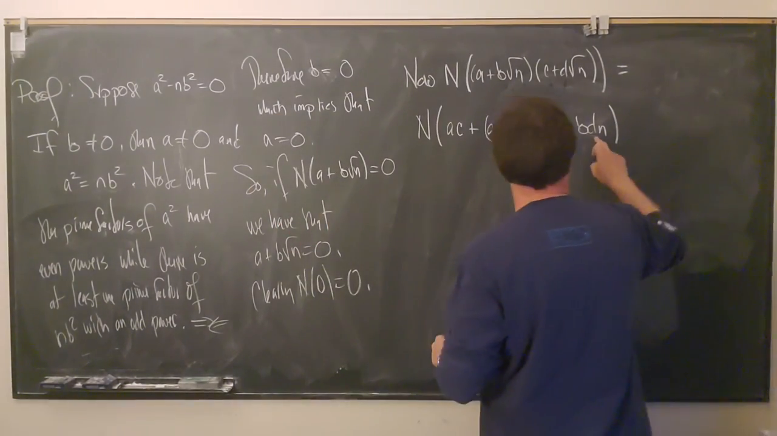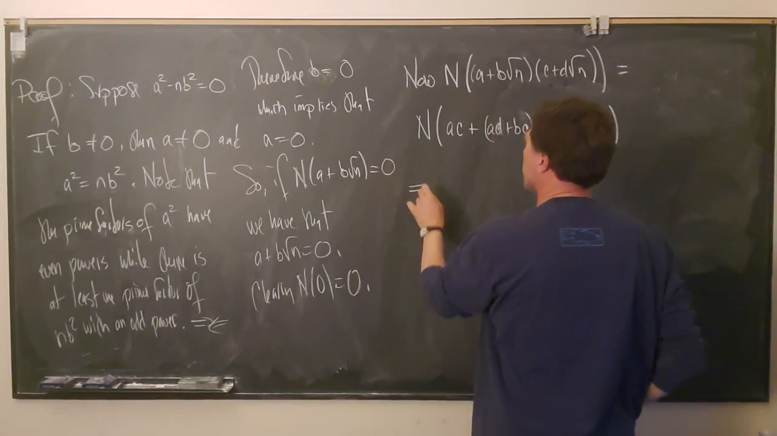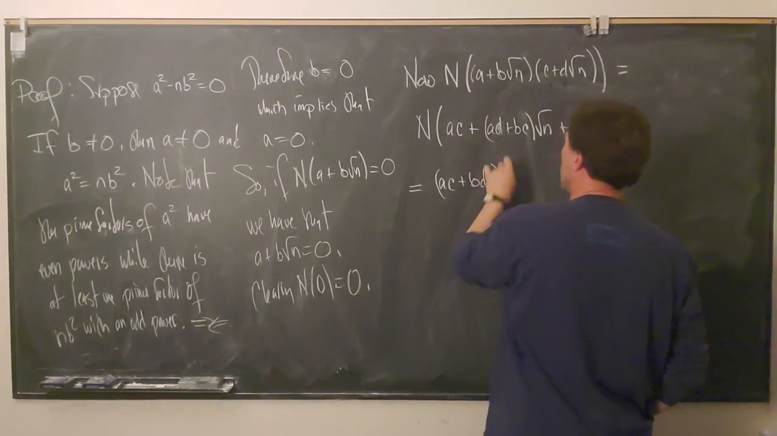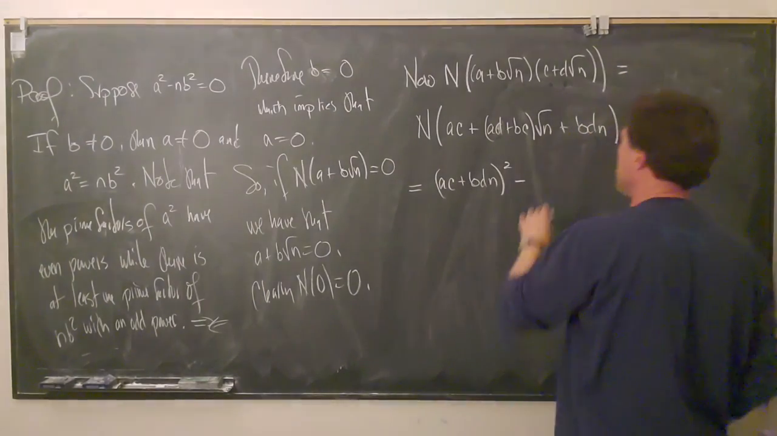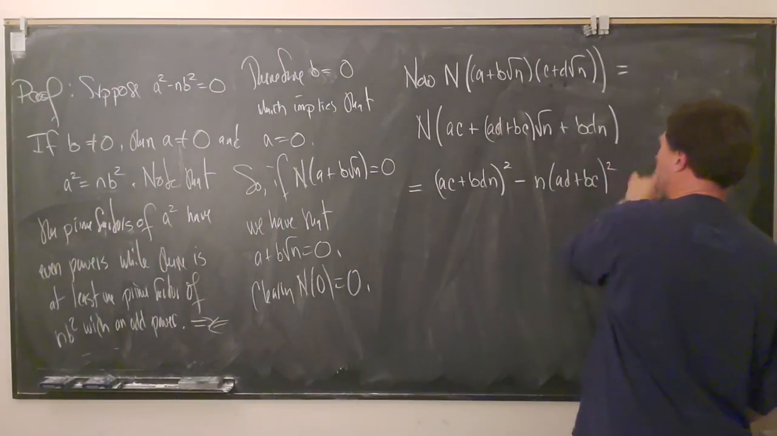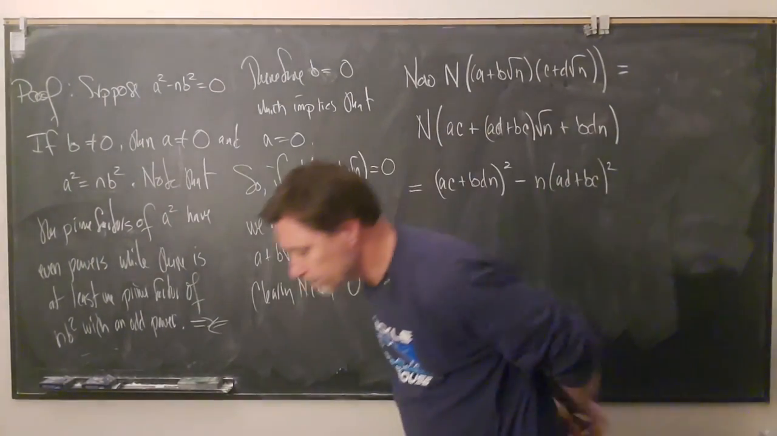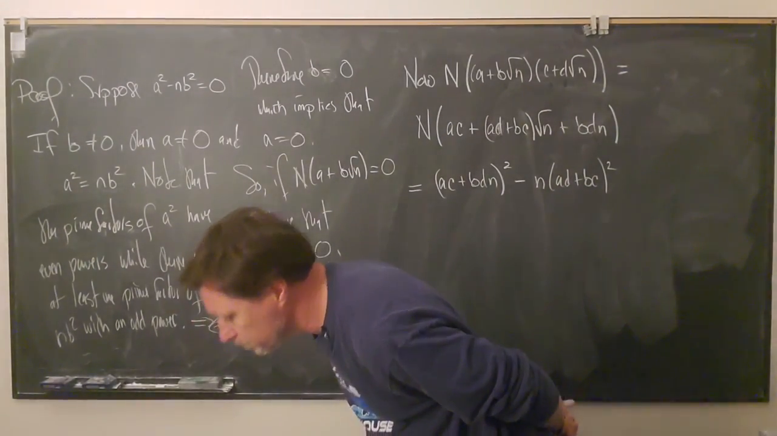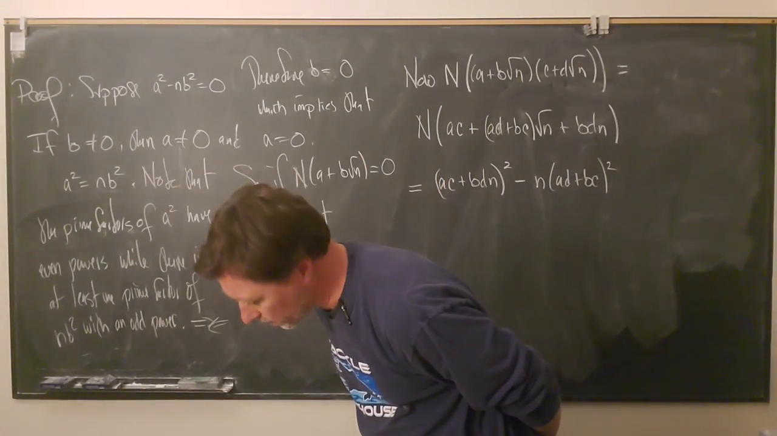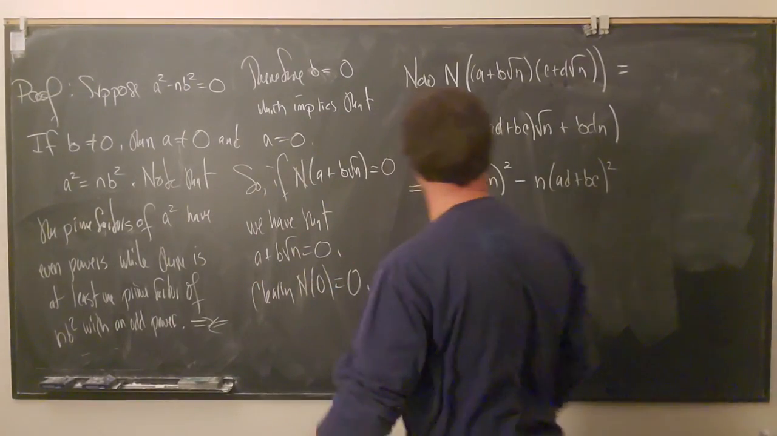Oh, and I guess I should have brought that piece over there. Sorry, so this is going to be AC plus BDN squared minus n times AD plus BC squared. Okay, and then we just have to FOIL everything out and see what happens here.